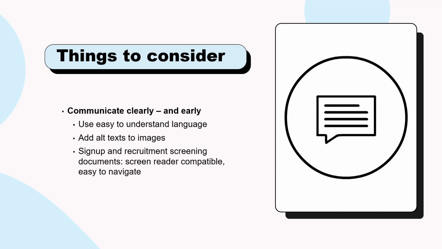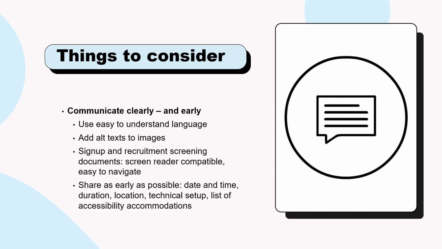Again, provide as much information as possible as early as possible. The date and time, the duration and location of the playtest, and the technical setup. Include a list of accessibility accommodations and the contact information of someone that players can reach out to with questions.